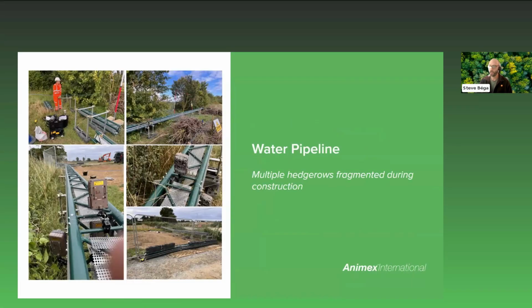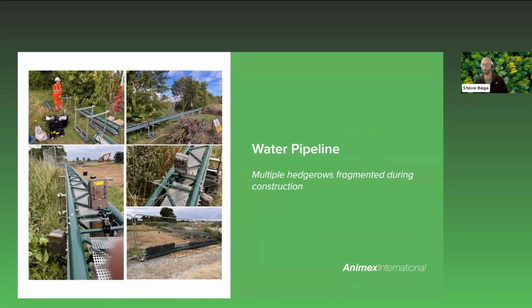So here are some project examples. This project from last year involved multiple hedgerows being removed as part of a water pipeline project in East Anglia. To satisfy the mitigation license requirements for Hazel dormice, the client had to ensure connectivity between hedgerows was retained, and this was achieved using a variety of temporary bridges in about 5 locations.